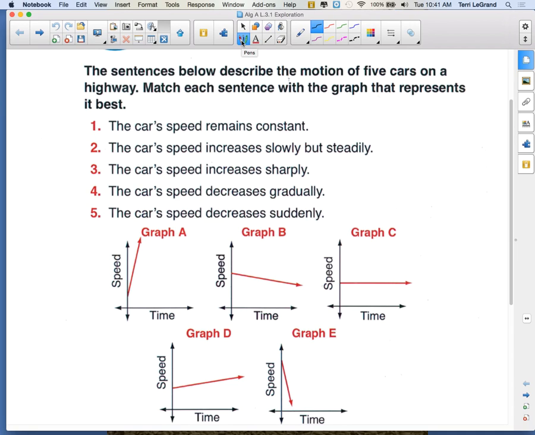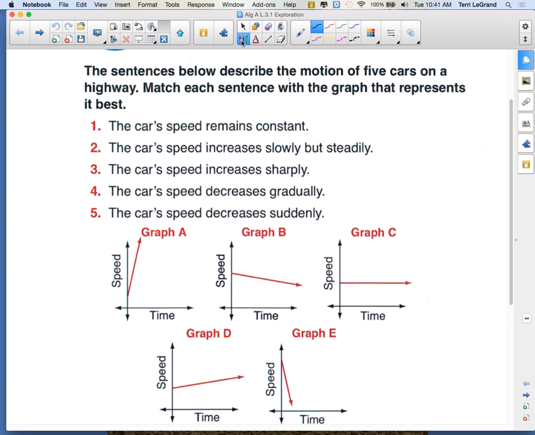So we have two learning goals today, and the first one is what we're working with right here. I can match simple graphs with situations. That's what you're doing right here. You match the graph with a situation, and you have to do it based on what's happening in that graph that matches what's happening in the sentence. So number one, the car's speed remains constant.